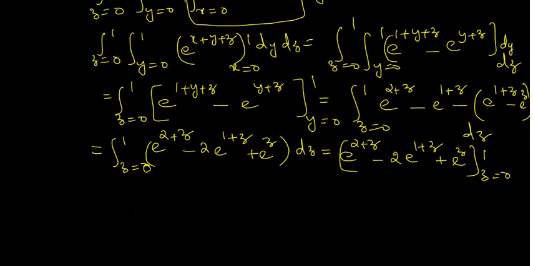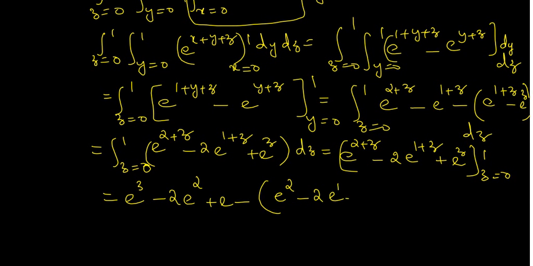If z is 1, e raised to 2 plus 1, that is e cube, minus 2 e raised to 1 plus 1, that is e square, plus e raised to 1, e, minus, if z is 0, e raised to 2 minus 2 e raised to 1 plus e raised to 0, and e raised to 0 is 1. So this is e cube minus 2e square plus e, minus e square plus 2e minus 1, which gives e cube minus 3e square plus 3e minus 1. Okay, so this is the answer.